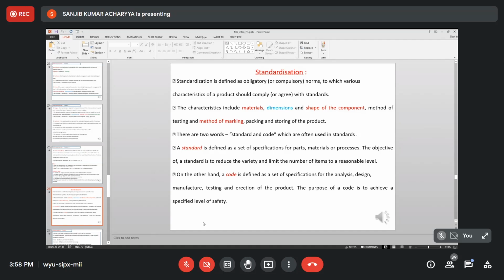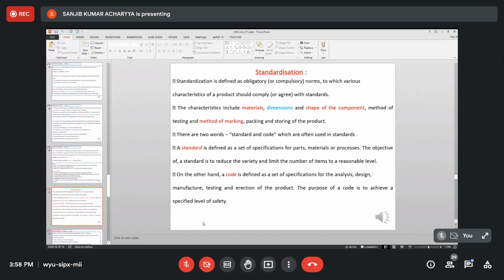Yes, sir. Where the standardization is required or done: material, dimension, shape of the component, method of testing. Because unless the testing method is standardized, nobody will accept your result. Testing method must be standardized. Method of marking, packing, storing, etc. are there.